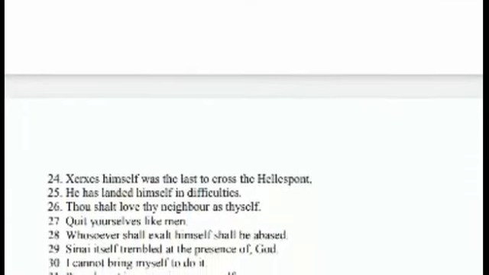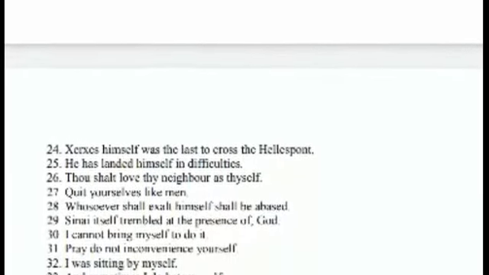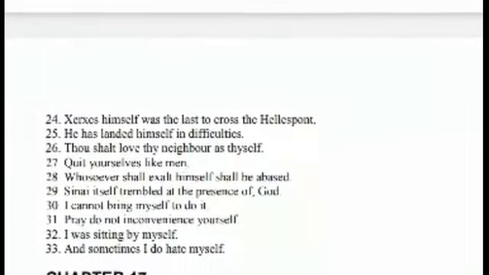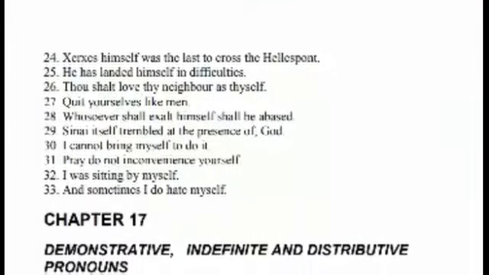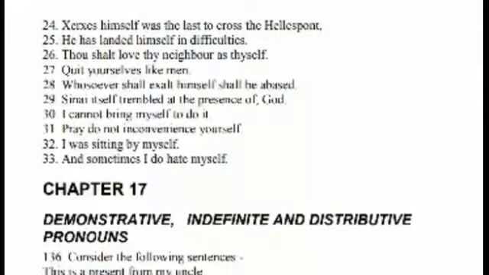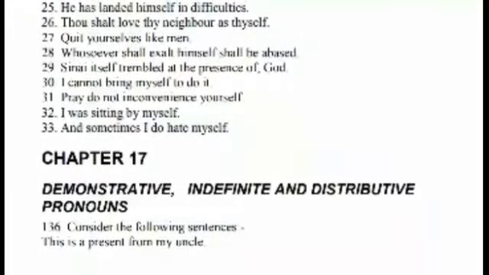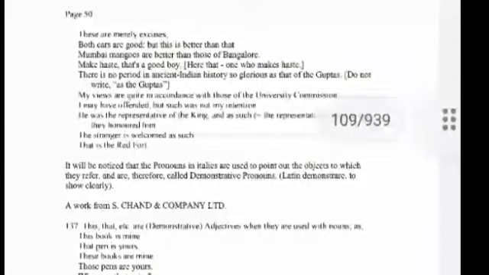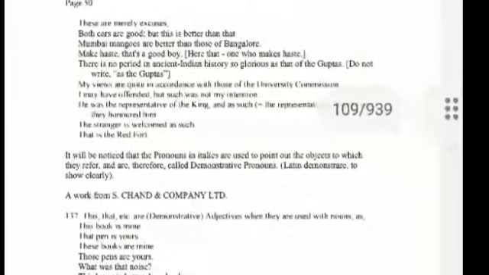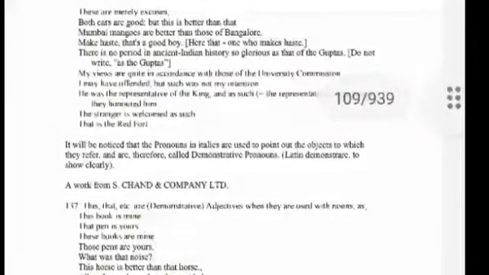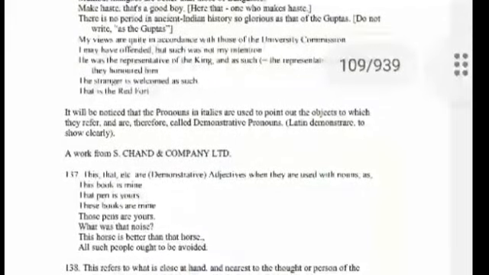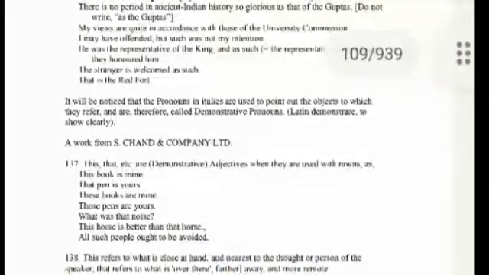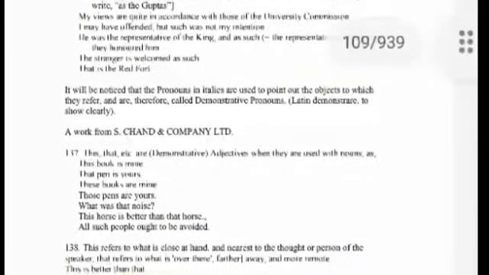Next subtopic is demonstrative, indefinite, and distributive pronouns. This is a present from my uncle. These are mere excuses. Both cars are good, but this is better than that. Mumbai mangoes are better than those of Bangalore. So it will be noticed that the pronouns in these sentences are used to point out the objects to which they refer and are therefore called demonstrative pronouns. Okay, these are called demonstrative pronouns.